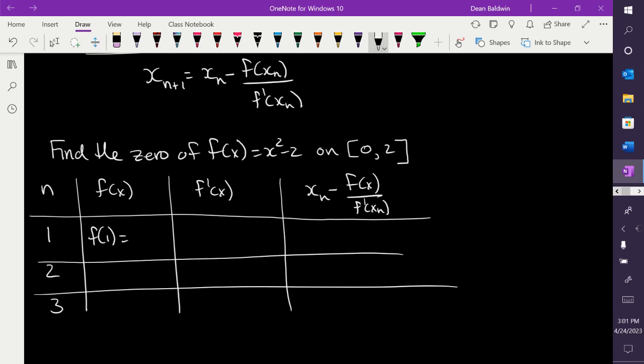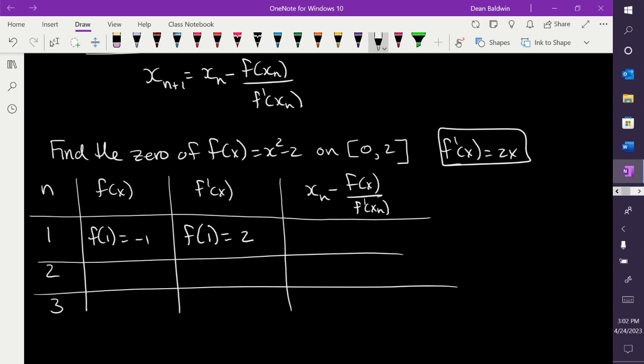Okay, so you put 1 into the original. What's 1 minus 2? Negative 1. Okay. What's the derivative of this function? 2x, right? If I put 1 into the derivative, what do I get? 2. All right.